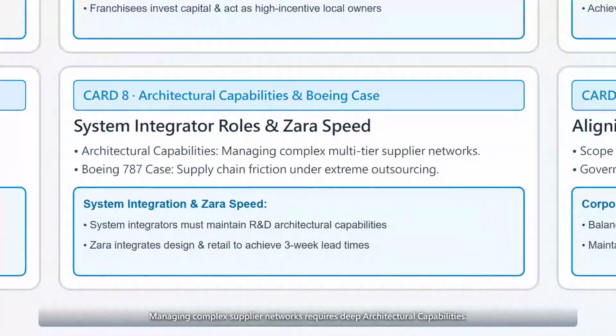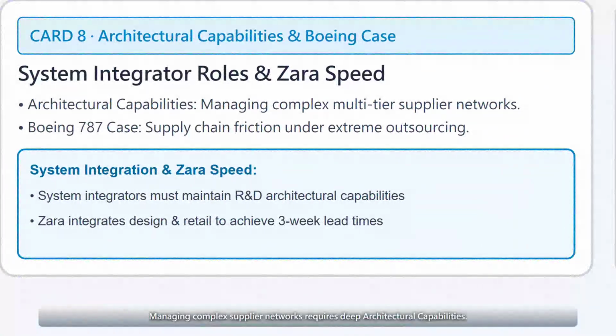Managing complex supplier networks requires deep architectural capabilities. System integrators must maintain overall engineering R&D and system knowledge even when component manufacturing is outsourced. Boeing's development challenges with the 787 Dreamliner highlighted the immense friction that occurs when outsourcing outpaces internal architectural control. Conversely, Zara demonstrates how vertical integration can be used for strategic speed. By integrating design, automated cutting, and retail, Zara achieves a 3-week design-to-shelf lead time to dominate fast fashion.